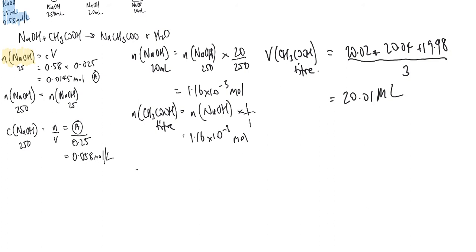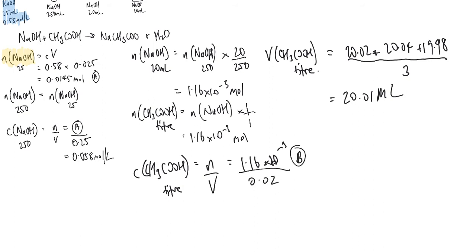I can work out its concentration. So the concentration of the CH3COOH, the titer, will be equal to n on V, which will be equal to 1.16 times 10 to the negative 3 moles, which I would have saved as B, over 0.02001 liters, which is the volume there, and you get as the answer 0.058 moles per liter. And that's how you do the first one.